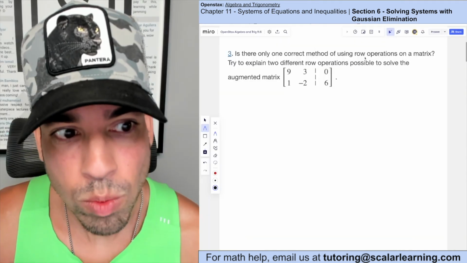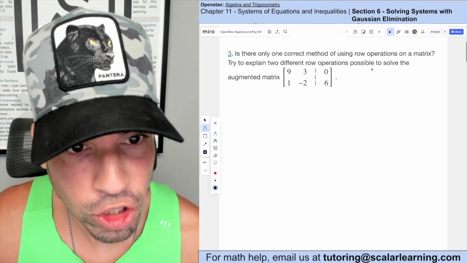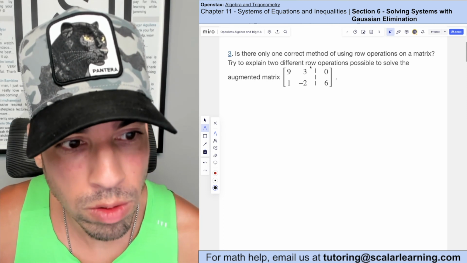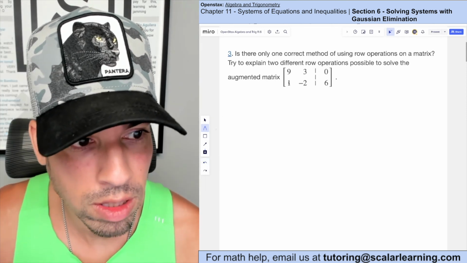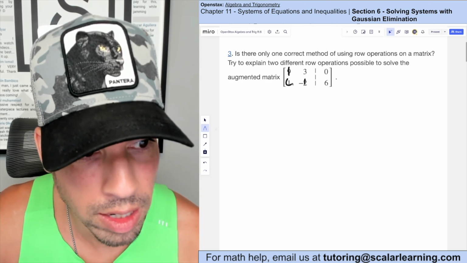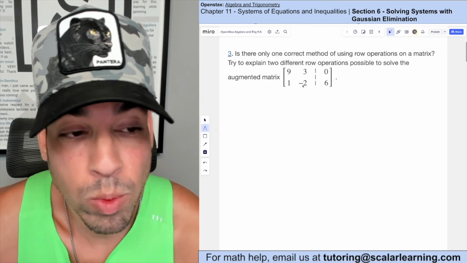Done. Is there only one correct method of using row operations in a matrix? Try to explain different row operations possible to solve the augmented matrix. So, of course, what we're going to do here theoretically is use Gaussian elimination, right? Try to get that nice identity matrix here where we have 1, 1, and 0, 0, and that will get us to our solution. But yeah, there are multiple ways to do it, right?